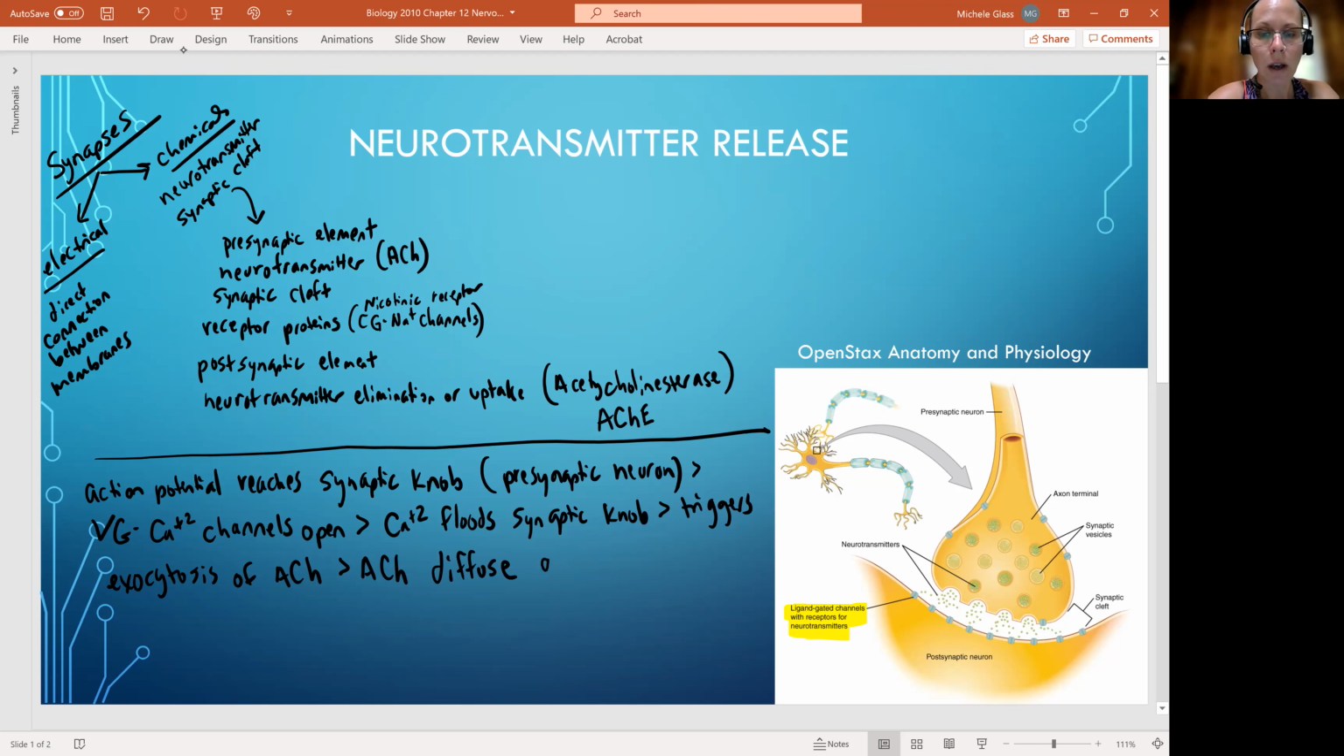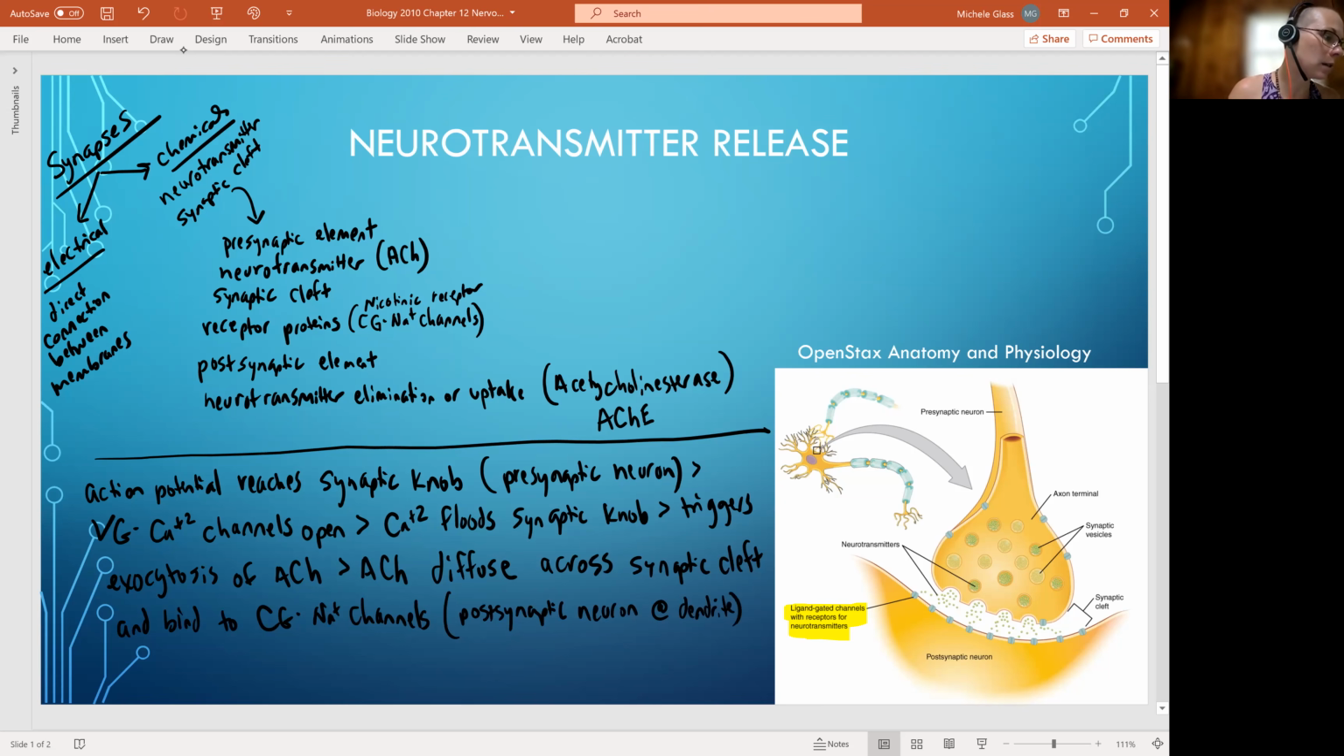Acetylcholine will diffuse across that synaptic cleft. And it's going to bind to the chemically gated sodium channels, or ligand-gated channels. These are part of the postsynaptic element, or neuron here. And I'm going to put at the dendrite so we know where we are in that cell.